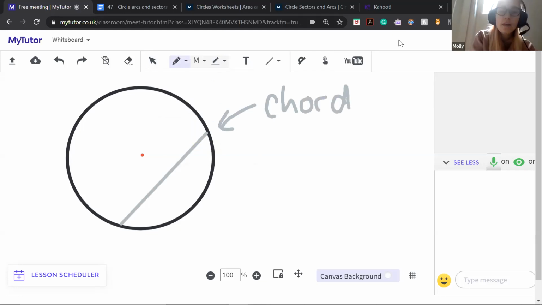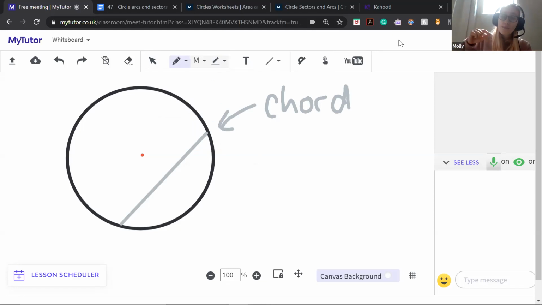That's just a line from any point on the circle to the other. Doesn't have to go through the center. Diameter is a special type of chord, but not every chord is a diameter, if that makes sense. See, this one doesn't go through the center.